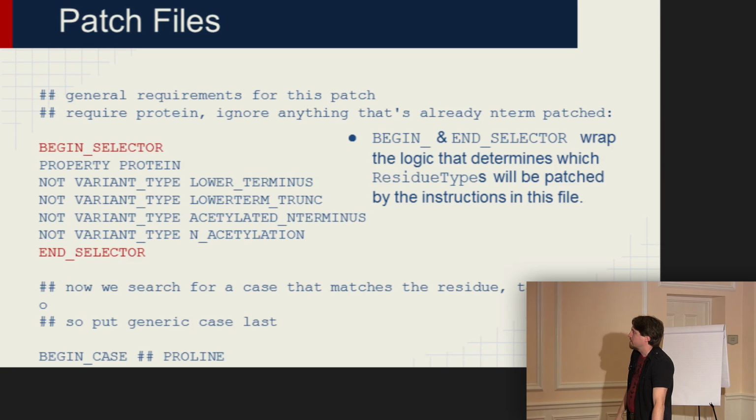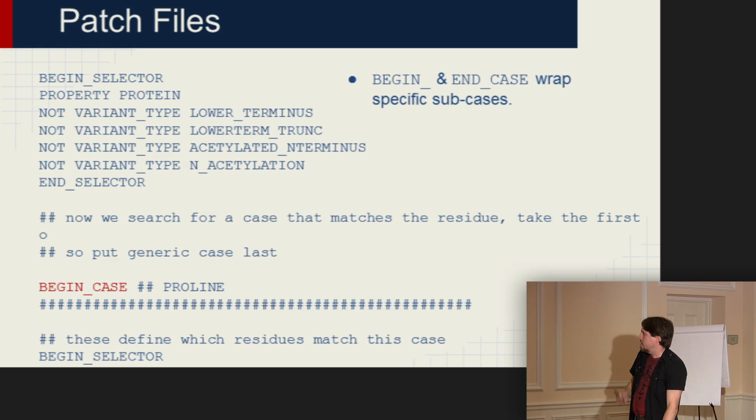This is a little confusing at first, but the patch files have these selectors, and they have begin selector and end selector, and everything in there is a property that has to apply to the protein, to the amino acid or to the residue type that you are trying to patch. So in this case, this particular patch only will work if the residue type is a protein, if it's not a lower terminus or any of the other variants. If that's the case, it'll continue.